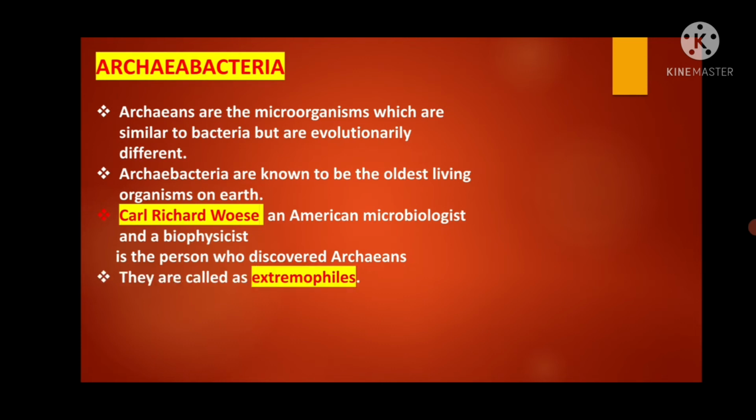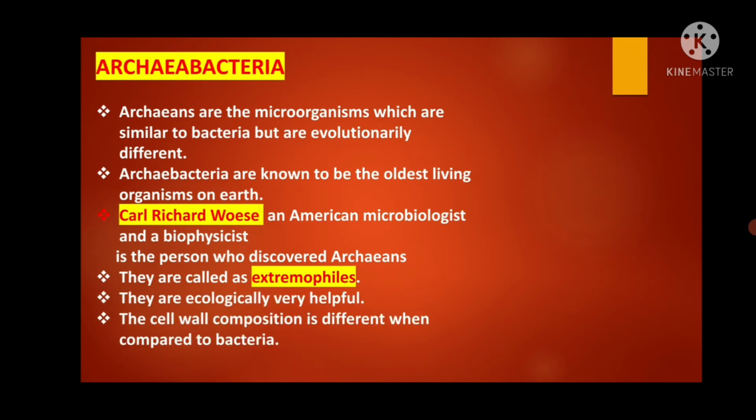So they are called extremophiles. Why they are called extremophiles is because they resist certain extreme conditions of temperature, pressure, alkalinity, and acidity. So they can resist all these extreme conditions of the atmosphere or nature. That is why they have been called extremophiles. They are also considered as ecologically very helpful organisms.